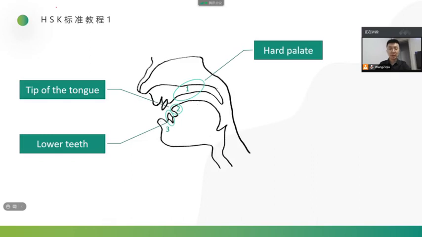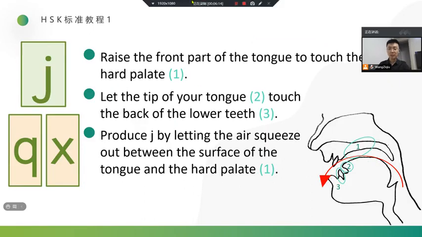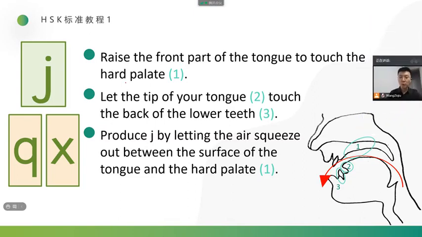Before that, I will introduce three parts in your mouth. They are the hard palate, here; the tip of your tongue, here; and the lower teeth, here. Okay, now let's look at how to pronounce these three initials. First, let's look at Ji. When we read Ji, please raise the front part of the tongue to touch the hard palate. Then let the tip of your tongue touch the back of the lower teeth. Like this.